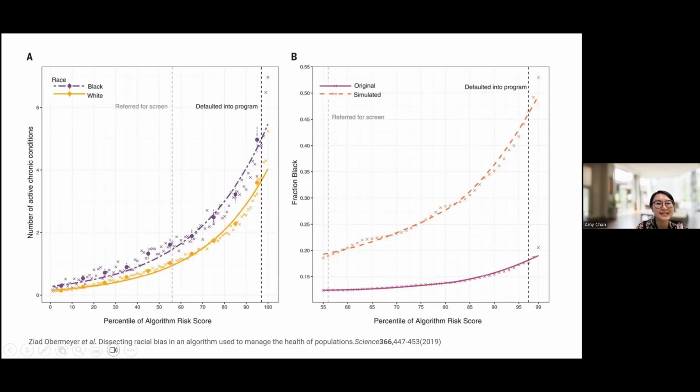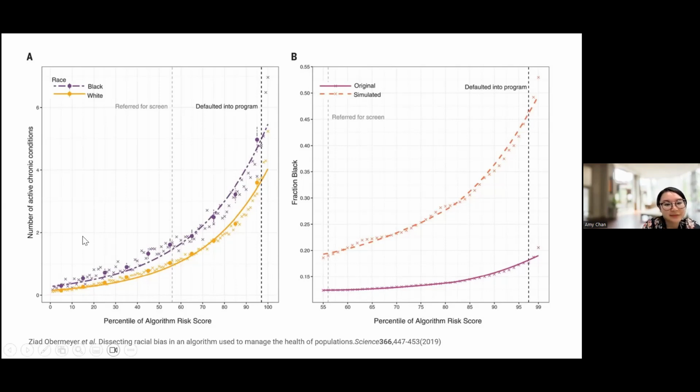But what you can see here is in purple here for the Black patients, and then in the yellow orange color was the white patients. And then they were referred for screening if they were at a score here with the dotted line, just around midpoint, just above 50, they were referred for screening. And obviously if they're high risk score, they were defaulted into the program straight away. So that's when they're closer to 100, they go automatically in the program.